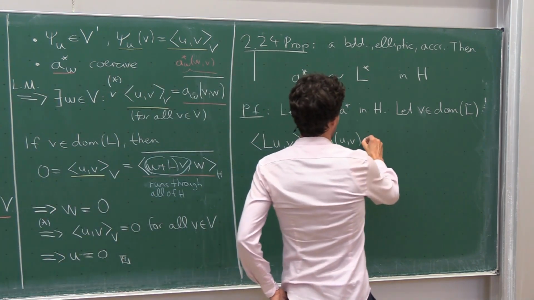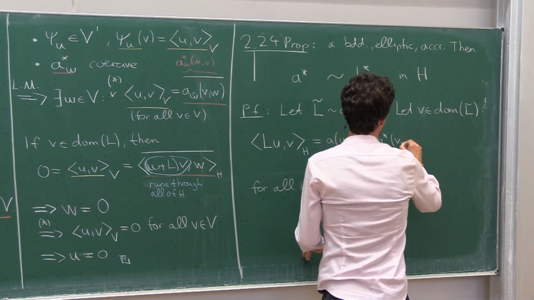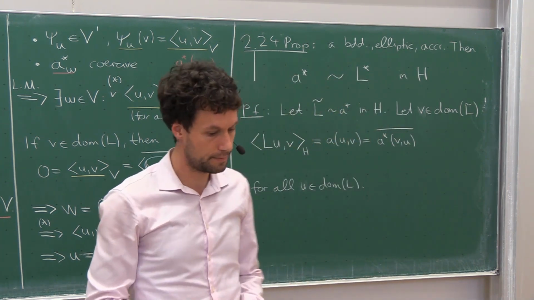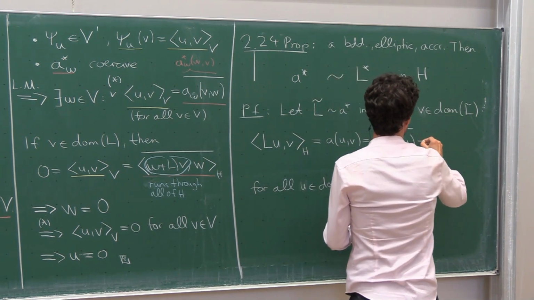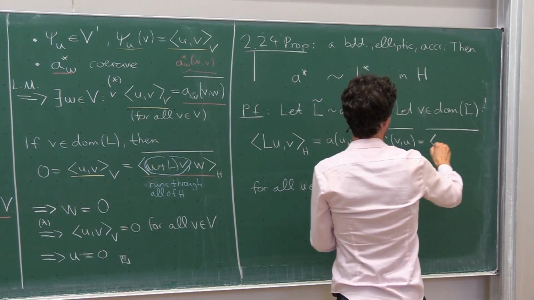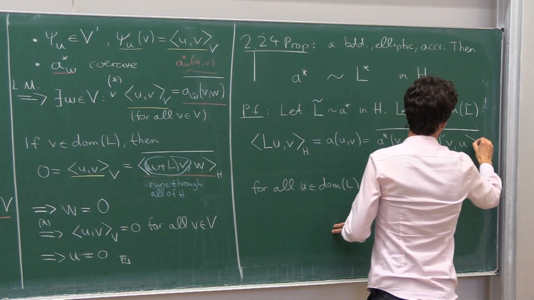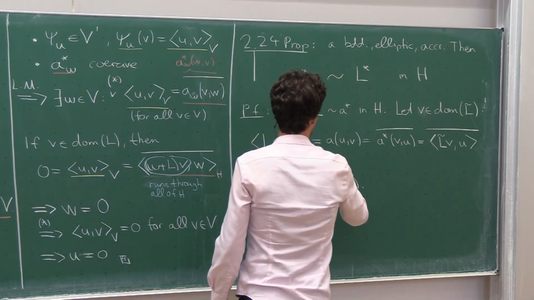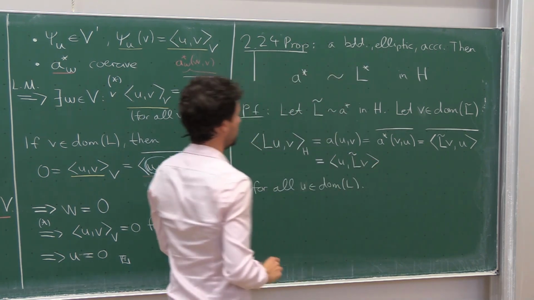Now, A of UV can be expressed in terms of A star by switching the components and doing one more complex conjugation. But then because V is in the domain of L tilde, under the complex conjugation, I can represent this thing as L tilde of V, comma U. And then I flip the order and it gives me U, L tilde V.